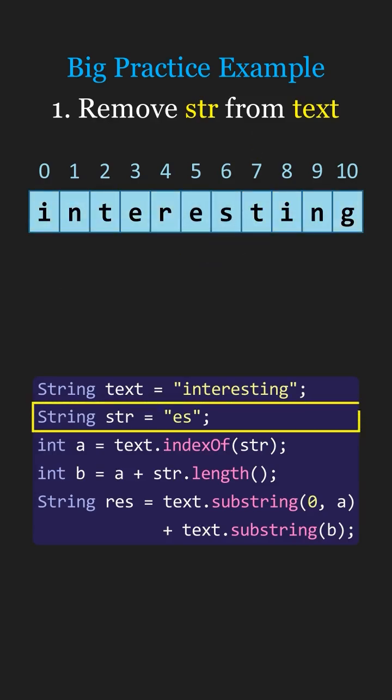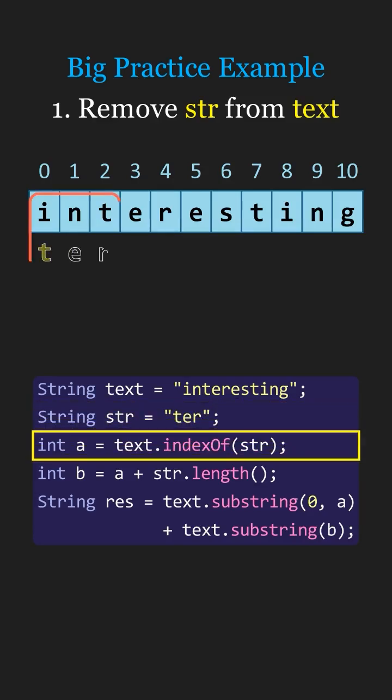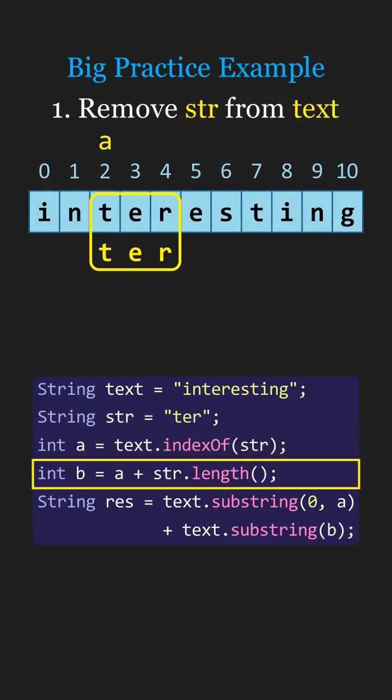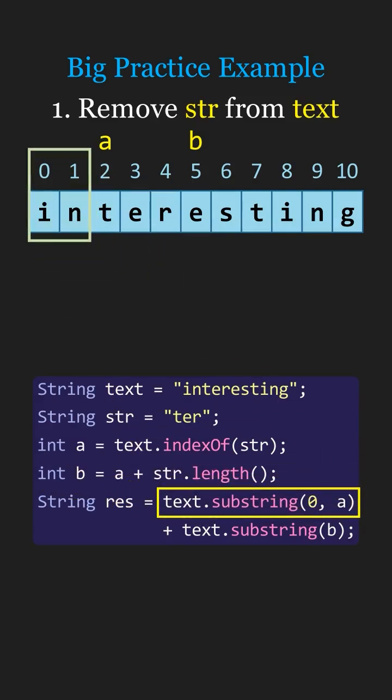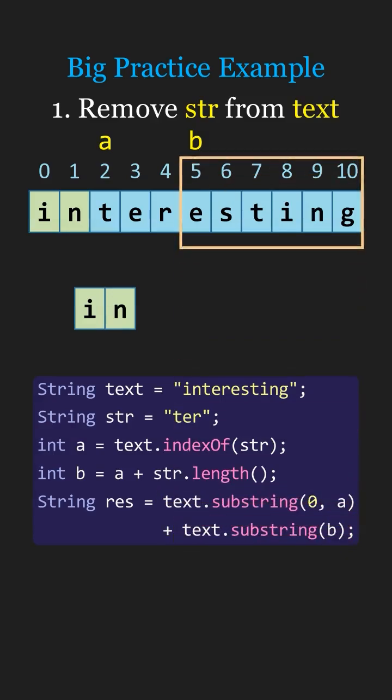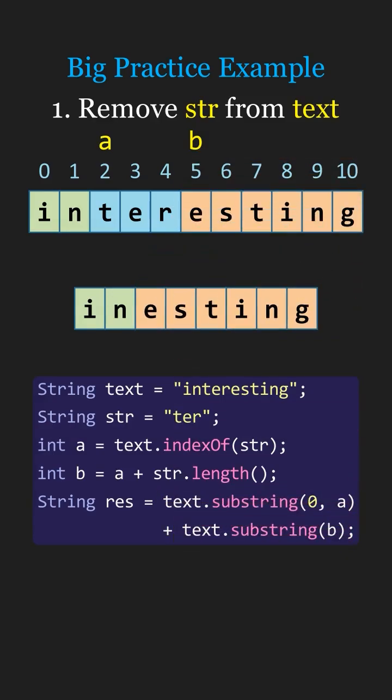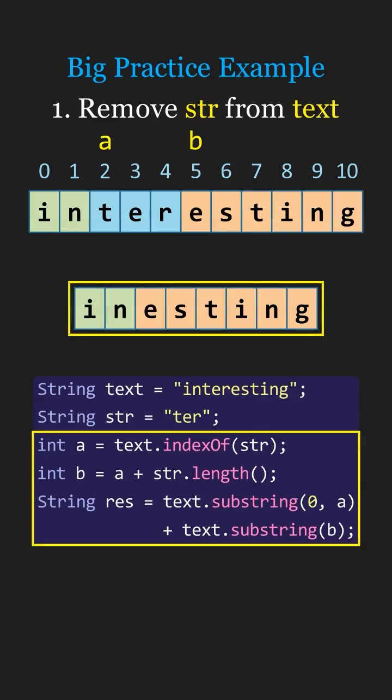One more example to understand how it works. If str is "ter", then a equals indexOf "ter", which is 2. Str length is 3. b equals 2 plus 3, which is 5. The substring from 0 to a is "in". The substring from b is "sting". Putting them together, we get res. Finally, String res is text.substring from 0 to a plus text.substring from b.